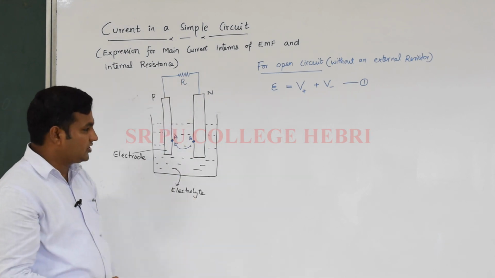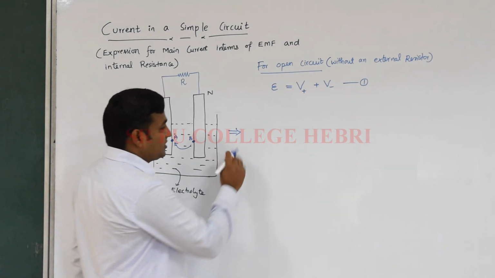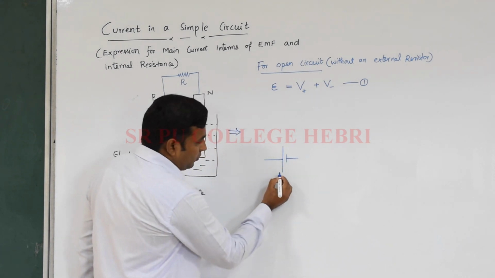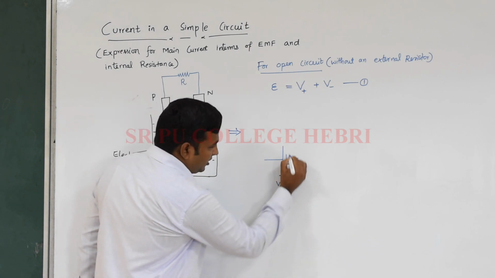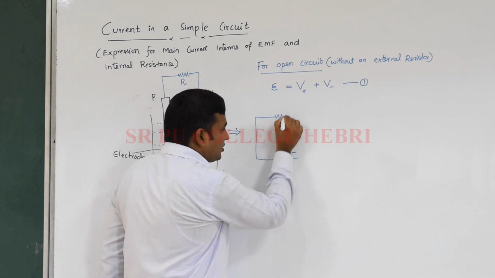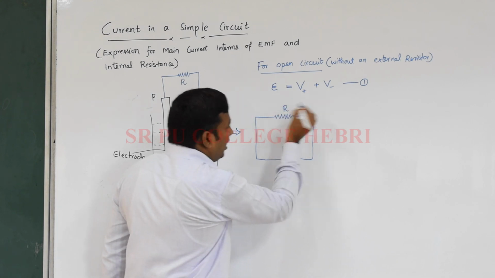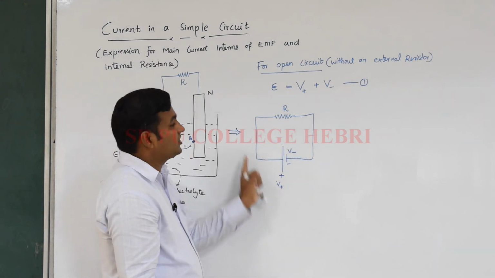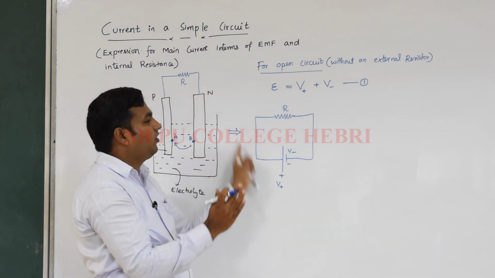Automatically when I connect the external circuit, this system is equivalent to a system like this. I indicate this cell. This is a representation of a cell. One is called the positive electrode and the other is called the negative electrode. Here we have the potential V plus. Here we have the potential V minus. This is connected to an external resistor. This is a representation of the external resistor, and its value is R. By connecting the external resistor, the circuit becomes closed now. This is a closed circuit.